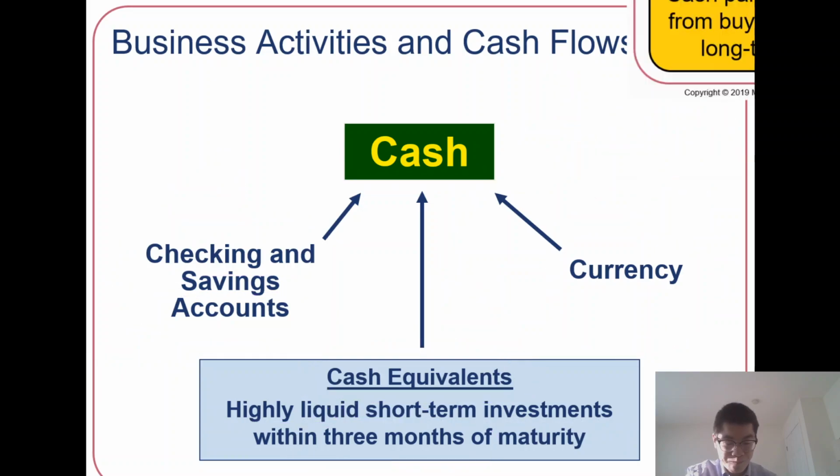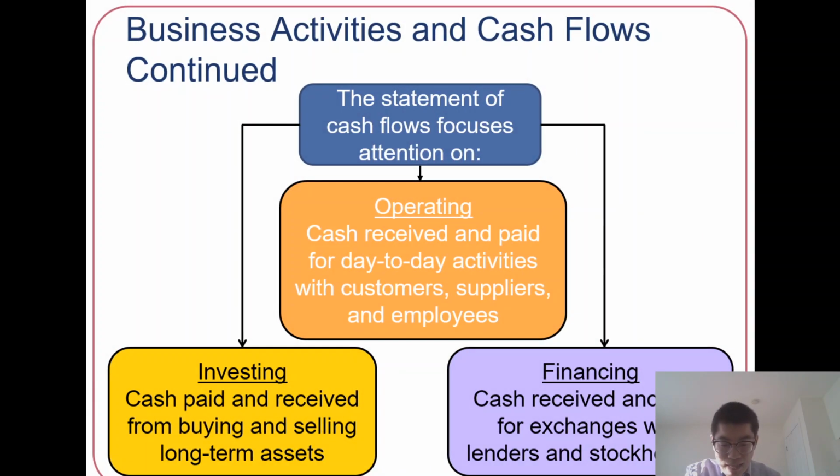All right. So, business activities and cash flow continued. The statement of cash flows focuses attention on operating activities, that is, cash received or cash paid for their day-to-day activities like sales revenues, which is cash received, and cash paid for employee salaries, sales commissions, utilities, insurance, property taxes. All these are operating activities.